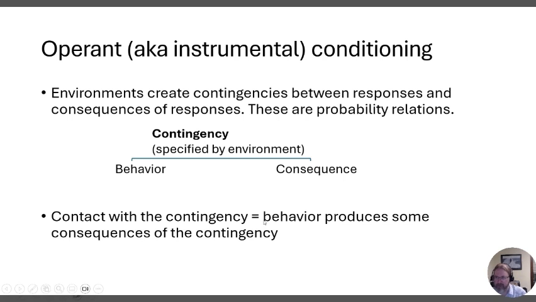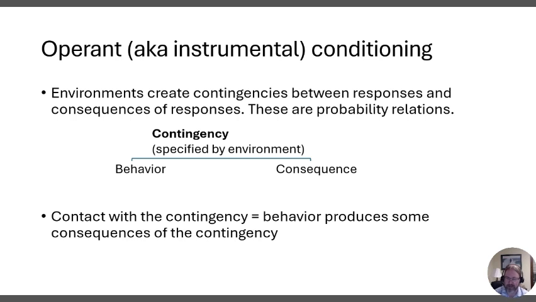All right, now we're going to pivot over and talk about operant, or sometimes called instrumental, conditioning. So we're going to change our focus. Rather than looking at stimuli and then responses, we're going to shift to looking at behavior and then consequences. So again, we're looking at contingencies. The environment creates contingencies. They create this if-then condition between the behavioral responses and the consequences of those responses. And they do that in a probabilistic way. So they're statistically linked, but maybe not 100% all the time. But the environment specifies the contingency, what happens as a result of a behavior.